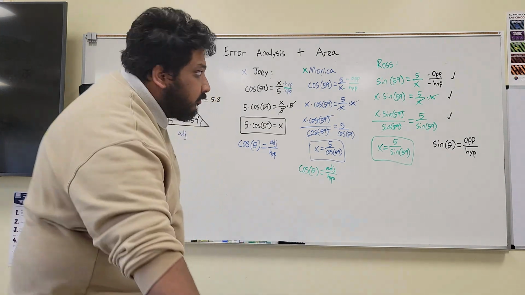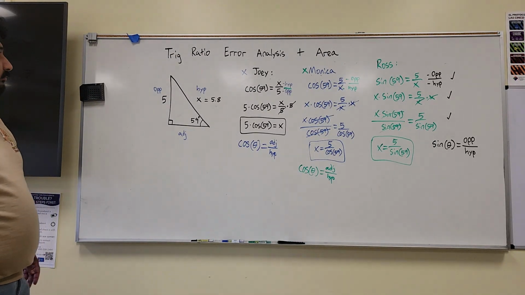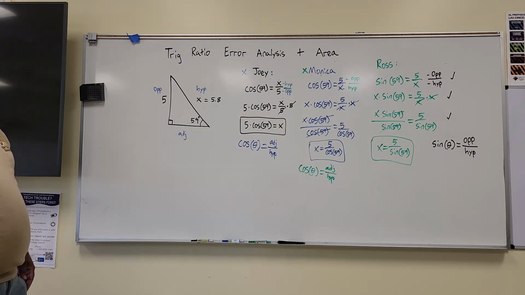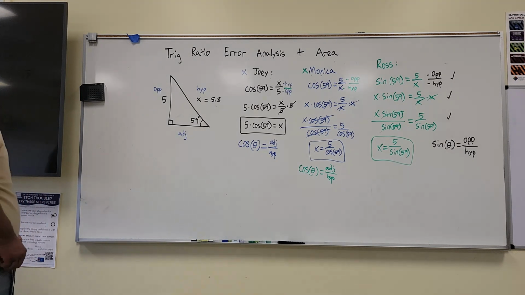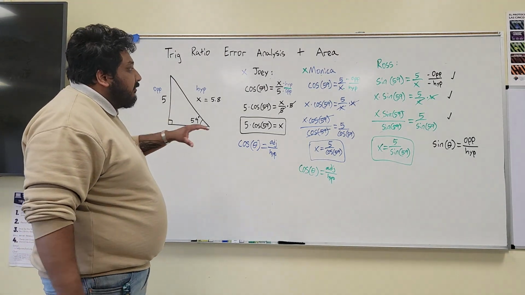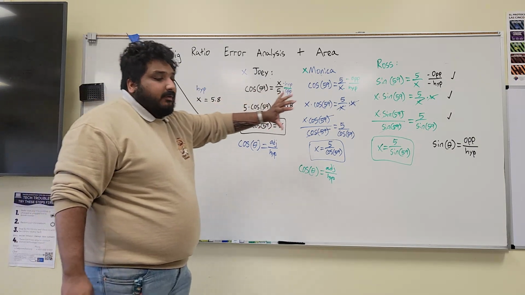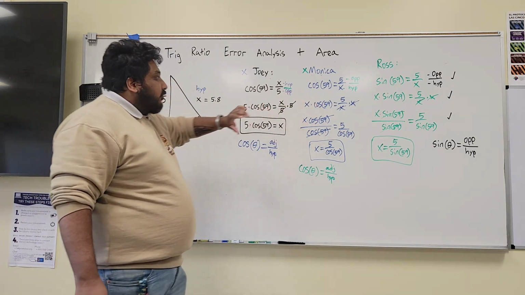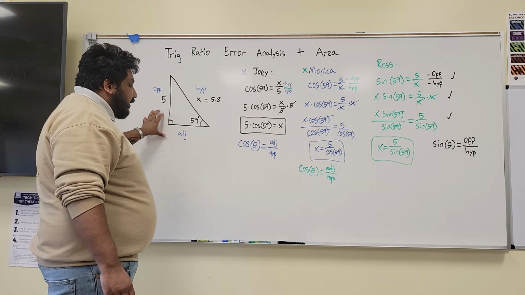I'll move away so you guys can take a look at the work. As a reminder, when we're given an error analysis problem like this, don't look at what everyone did first. First, let's set up our triangle. Let's label everything, know what we're using, know what we're not using.